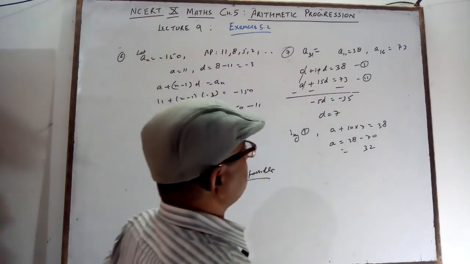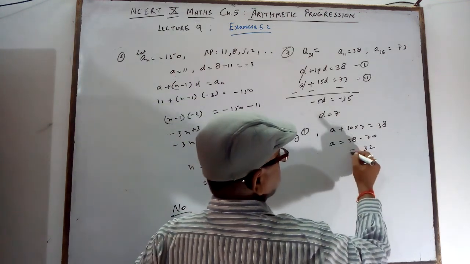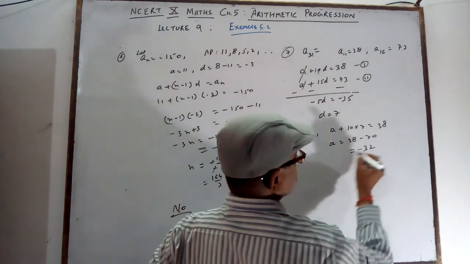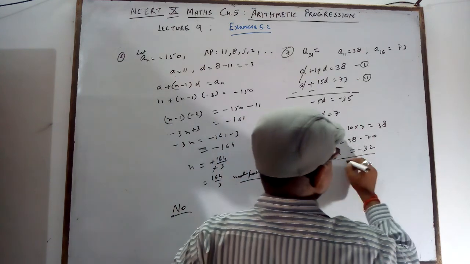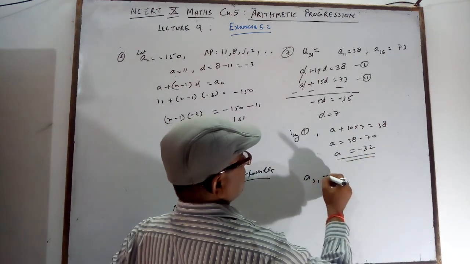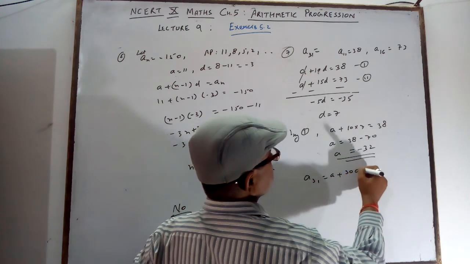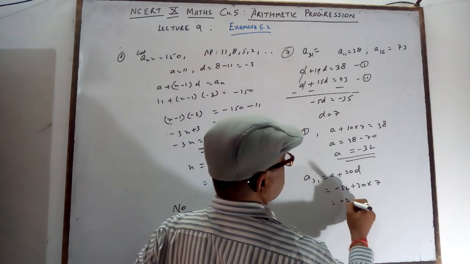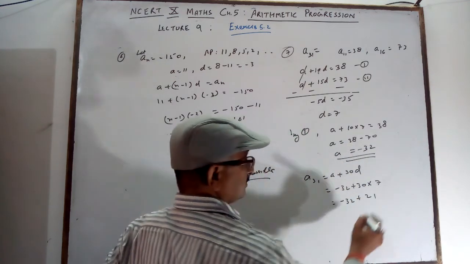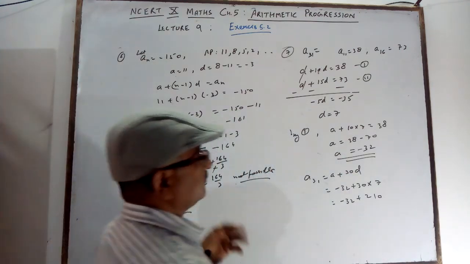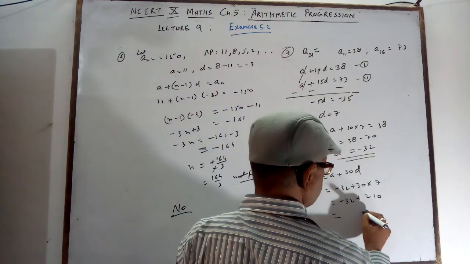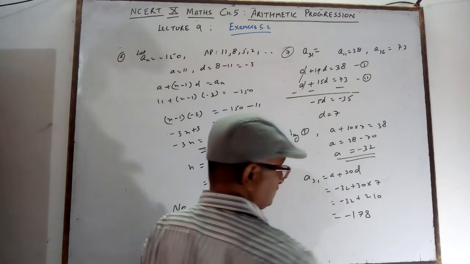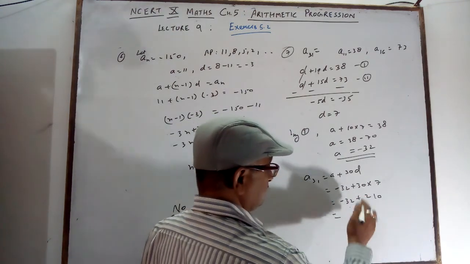What is the first term? First term you are getting is minus 32. Then what is A31? A31 is equal to A plus 30D, which is minus 32 plus 30 into 7, that is minus 32 plus 210. We will get 178. Not minus, plus 178.